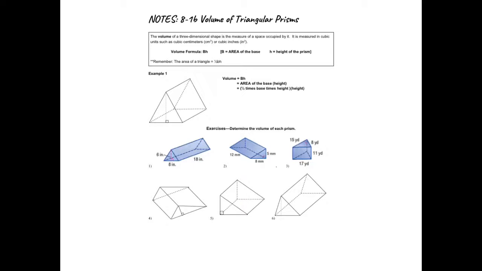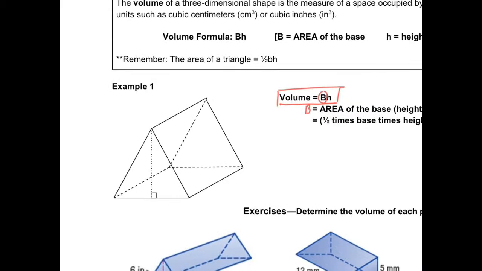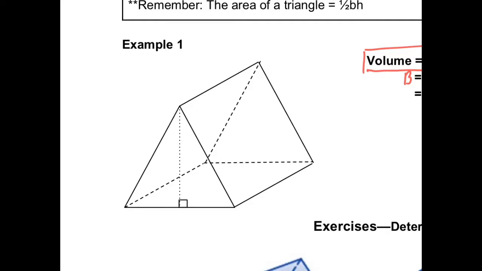This is going to be the notes and homework for 7-1B for volume of triangular prisms. We're actually going to be using the exact same formula that we did for rectangular prisms. The only reason we get to do this is because we were talking about big B, which is the area of the base. So this time, we're talking about the triangle as the area of our base.